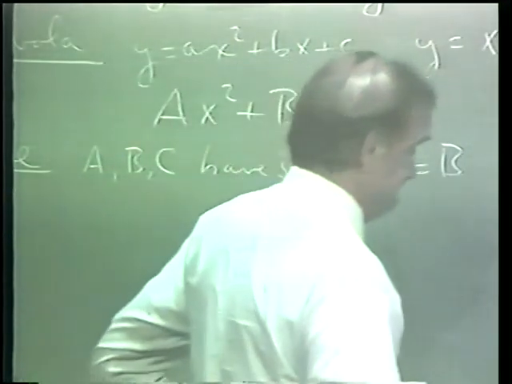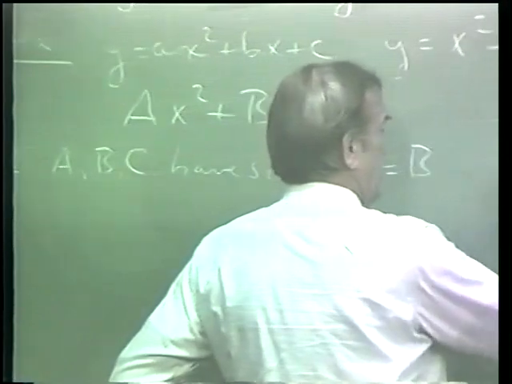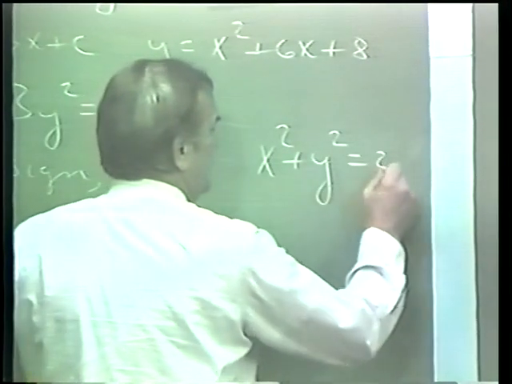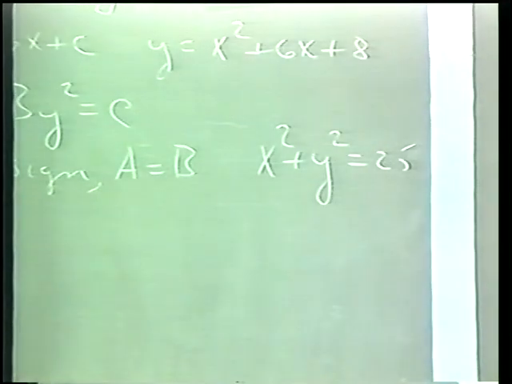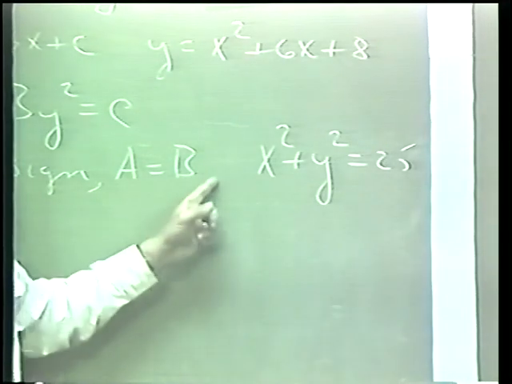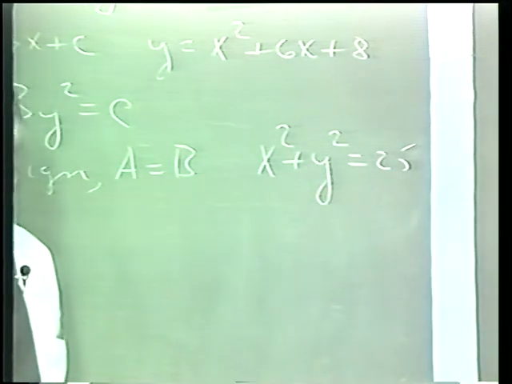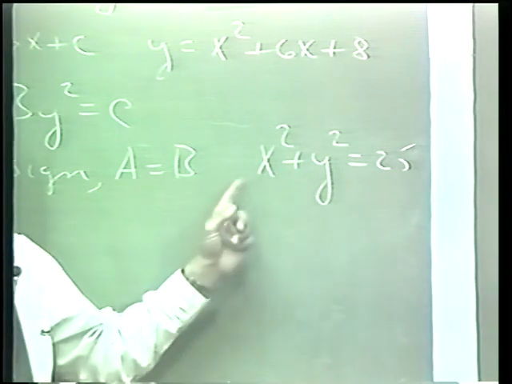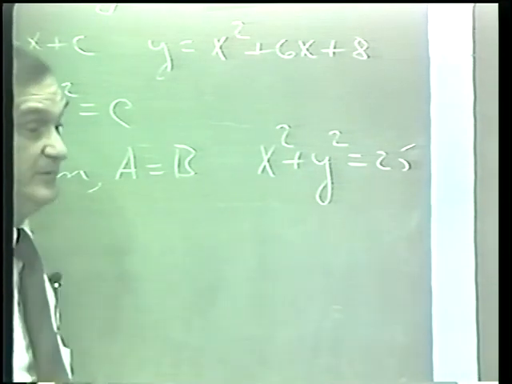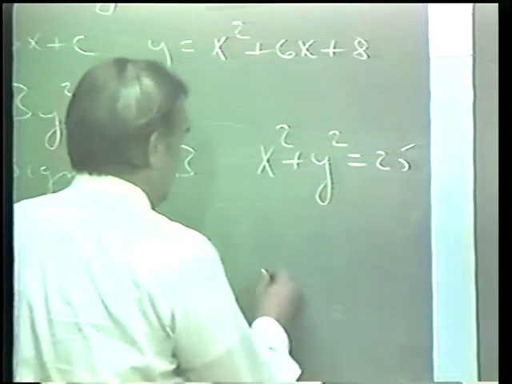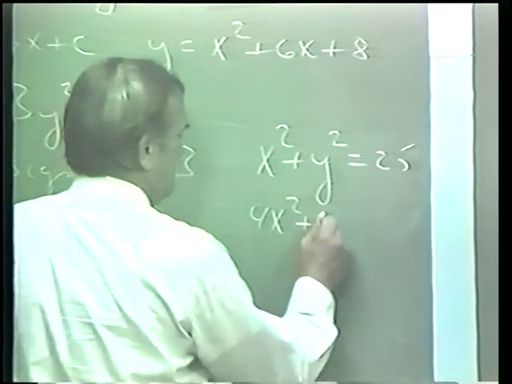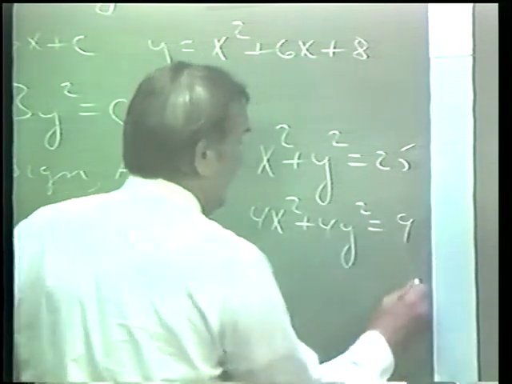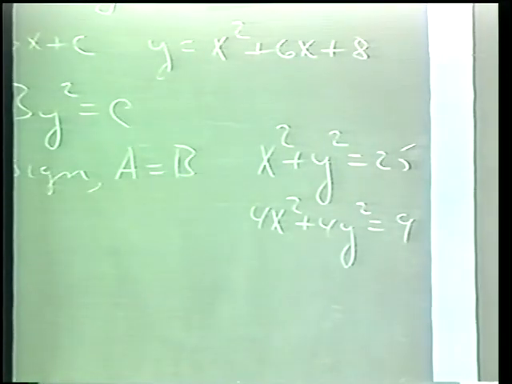Example. x squared plus y squared equal 25. Notice, A, B, and C have the same sign. They're all positive. A is equal to B. The coefficient of x squared and the coefficient of y squared are the same. Circle. Another example. 4x squared plus 4y squared equal 9. This is a circle.